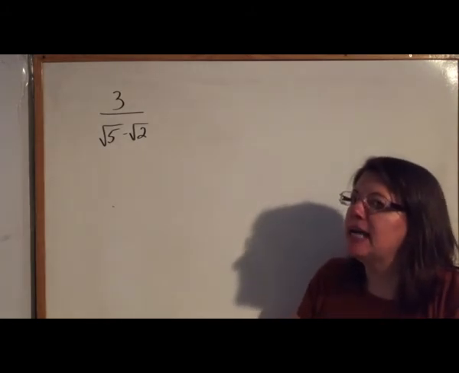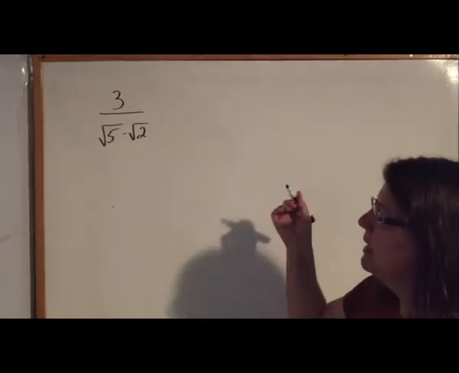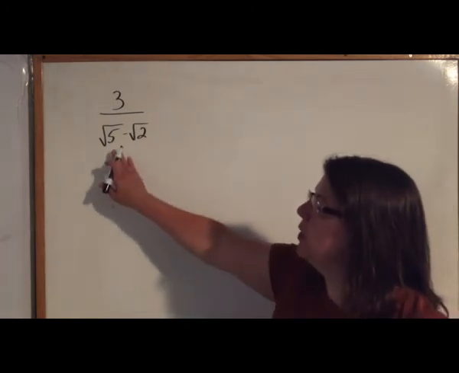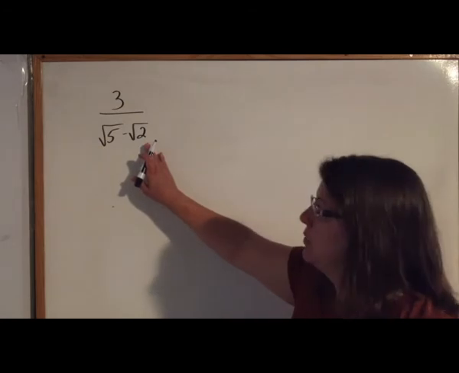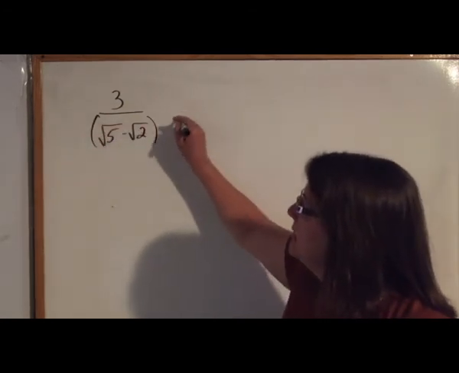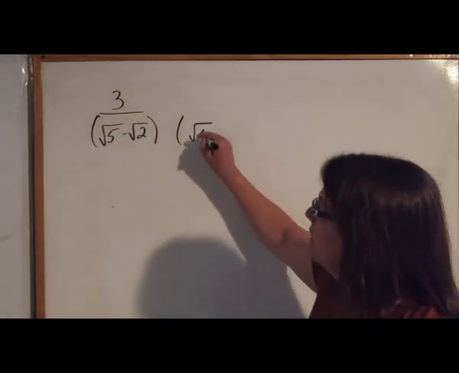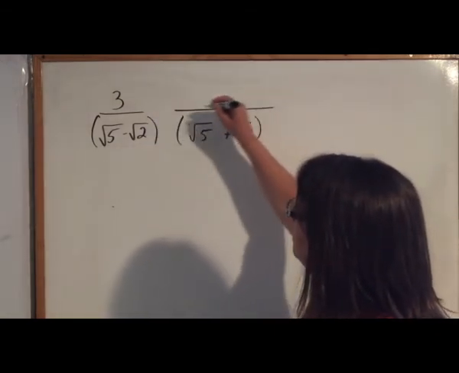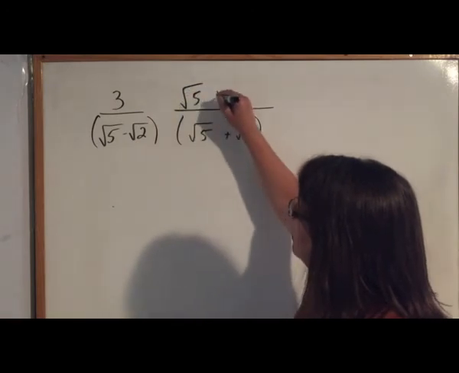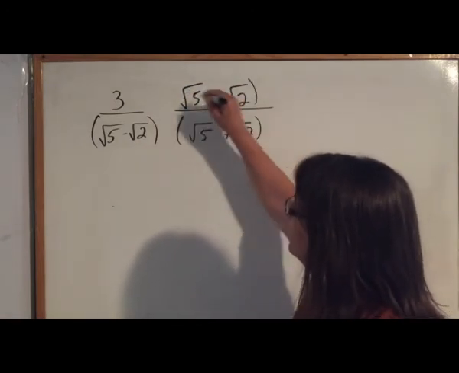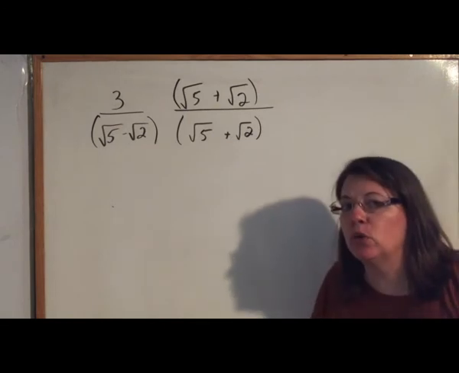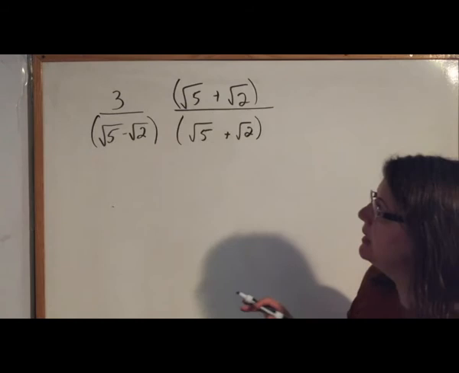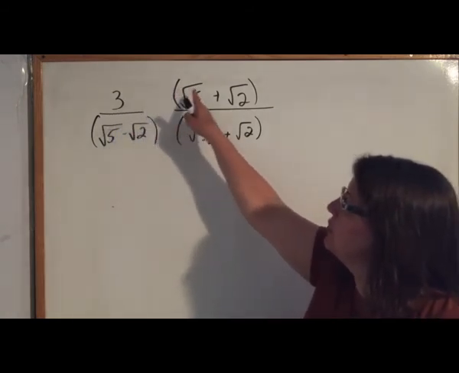Okay, so hopefully you've had time now to do it. If I'm going to multiply this one by the conjugate, my conjugate would be square root of 5 plus square root of 2. So I'm going to multiply the top and the bottom by square root of 5 plus square root of 2. And the top by the same thing. I have to multiply by 1 in order to keep my fraction equivalent to what I started with. And then on the top, it's just a matter of doing the distributive property.